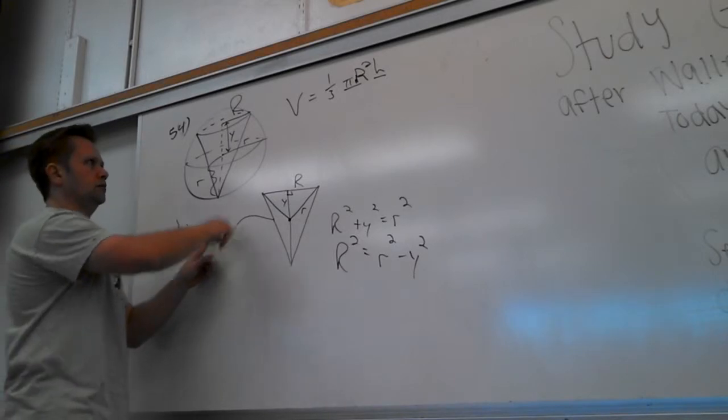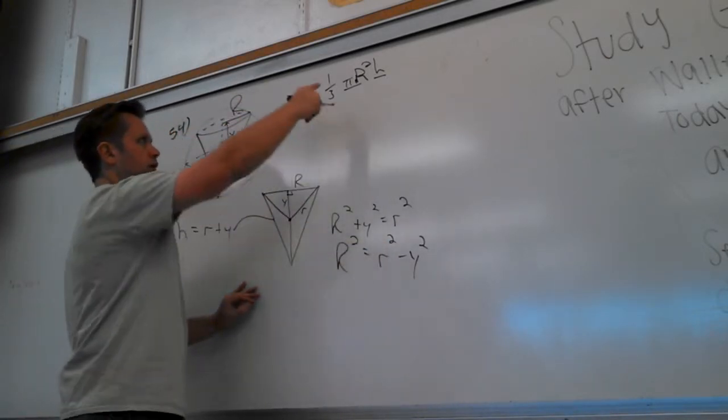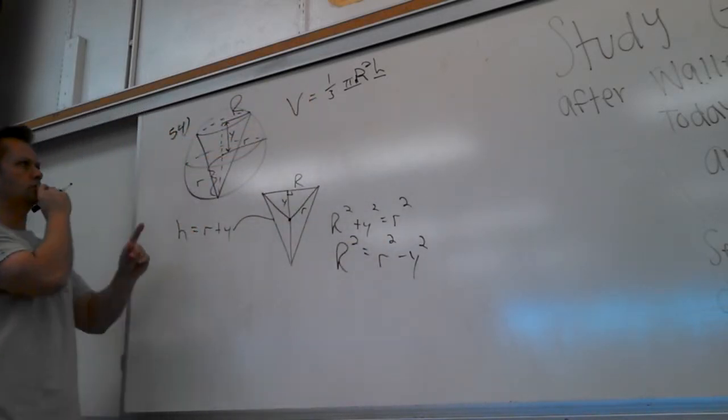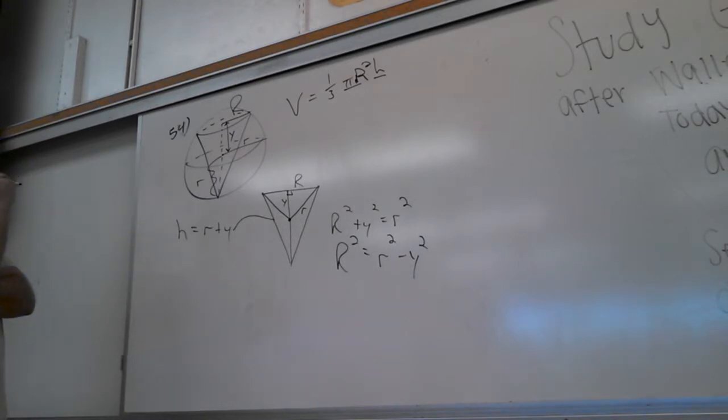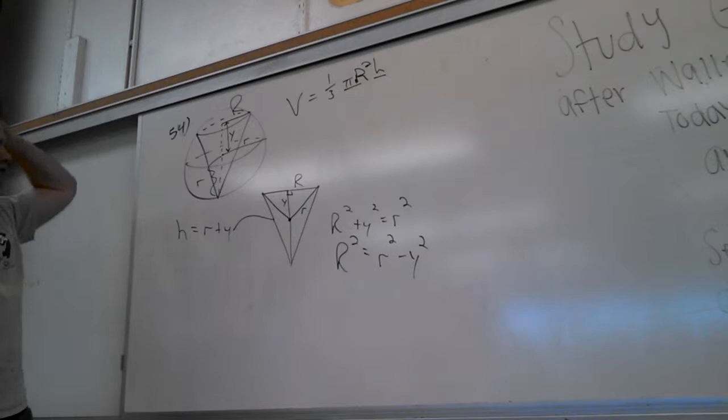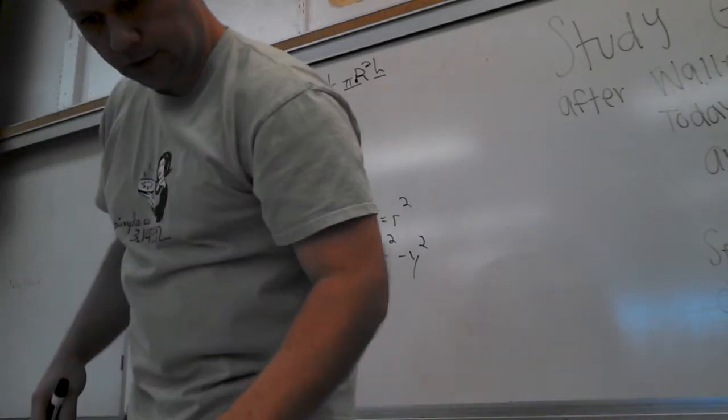So h is right here, plug that in. R squared is right here, plug that in. And what am I trying to get rid of? I think that'll be all right. Yeah, because we're going to do derivatives, right? This is an optimization problem.